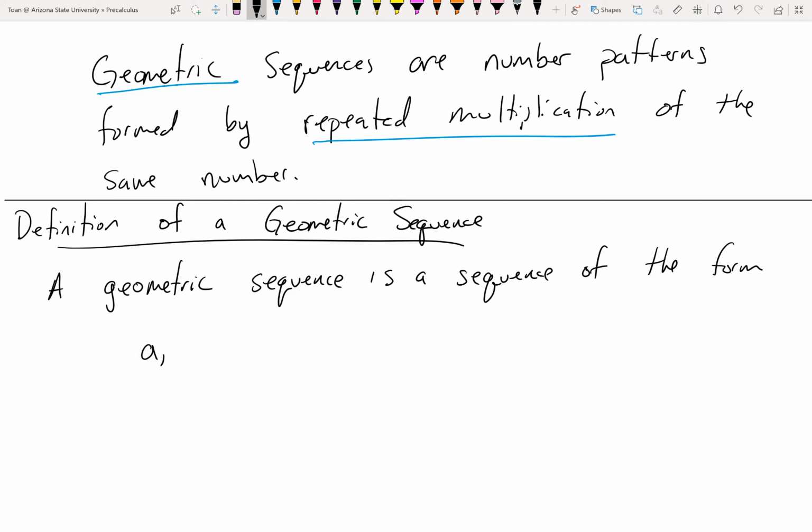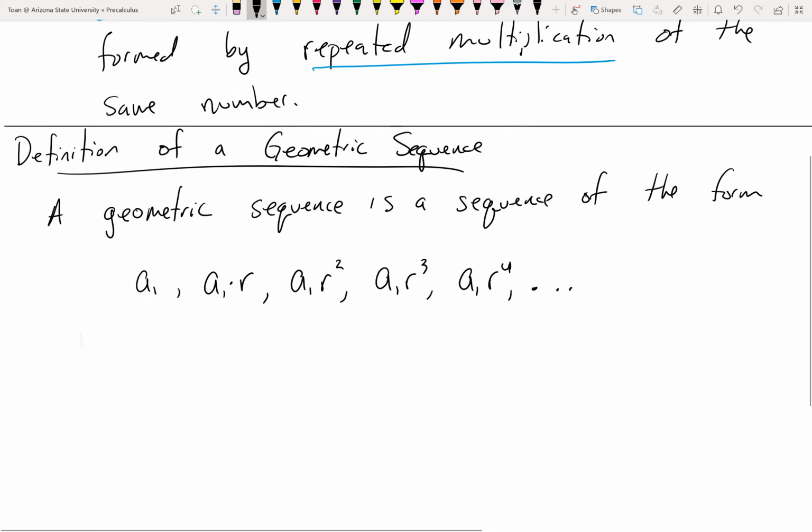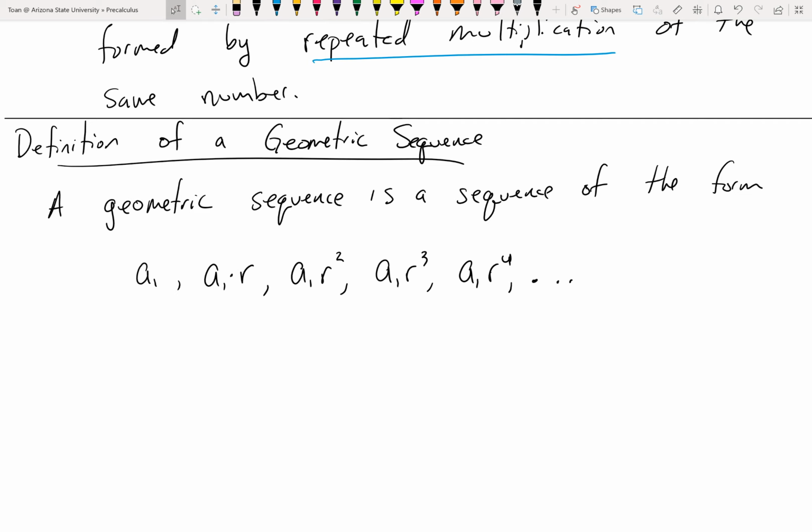you start with some number, any number, right? And then you're going to be constantly multiplying it by a number. The letter that we typically use for the thing you're multiplying by is r for ratio. So the very next term is that same number times r, and the next number you multiply by r again, so it's r squared. The next is r cubed, the next is r to the fourth, and so on and so forth. So any geometric sequence that follows this pattern will be represented in this way.